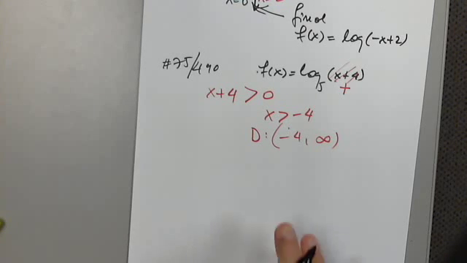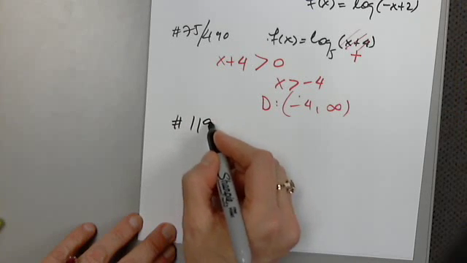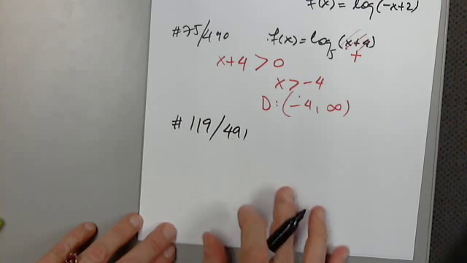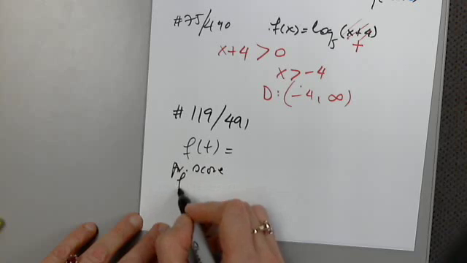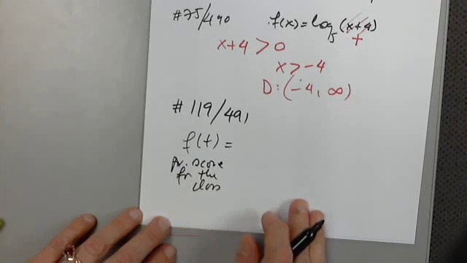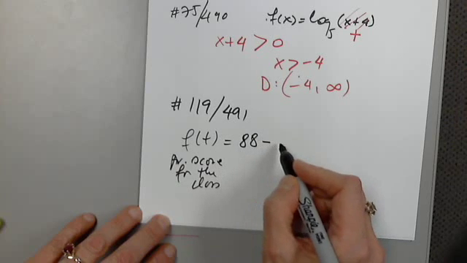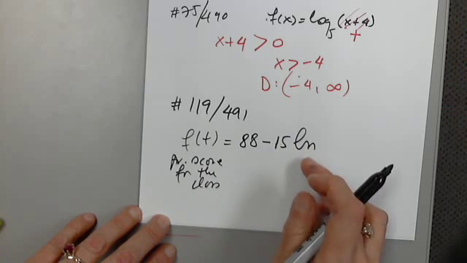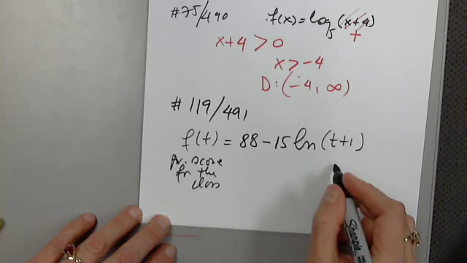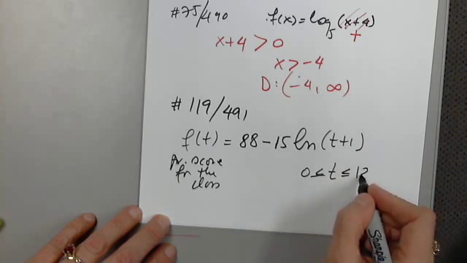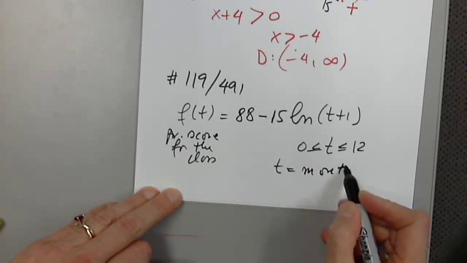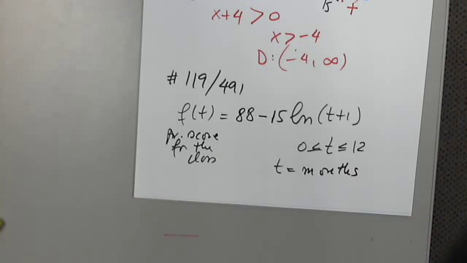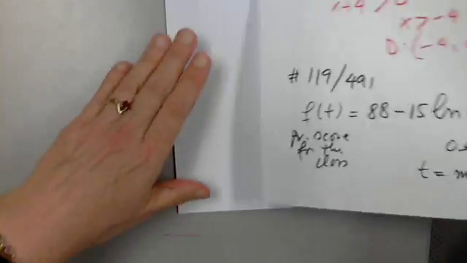The average score for the group, so this is problem 119 on page 491. We are given f of t, the average score for the class or the group, is 88 minus 15 natural log, ln of t plus 1, and we are told t is between 0 and 12. After t months was modeled by this function, t in months. What was the average score on the original exam? That's part A.